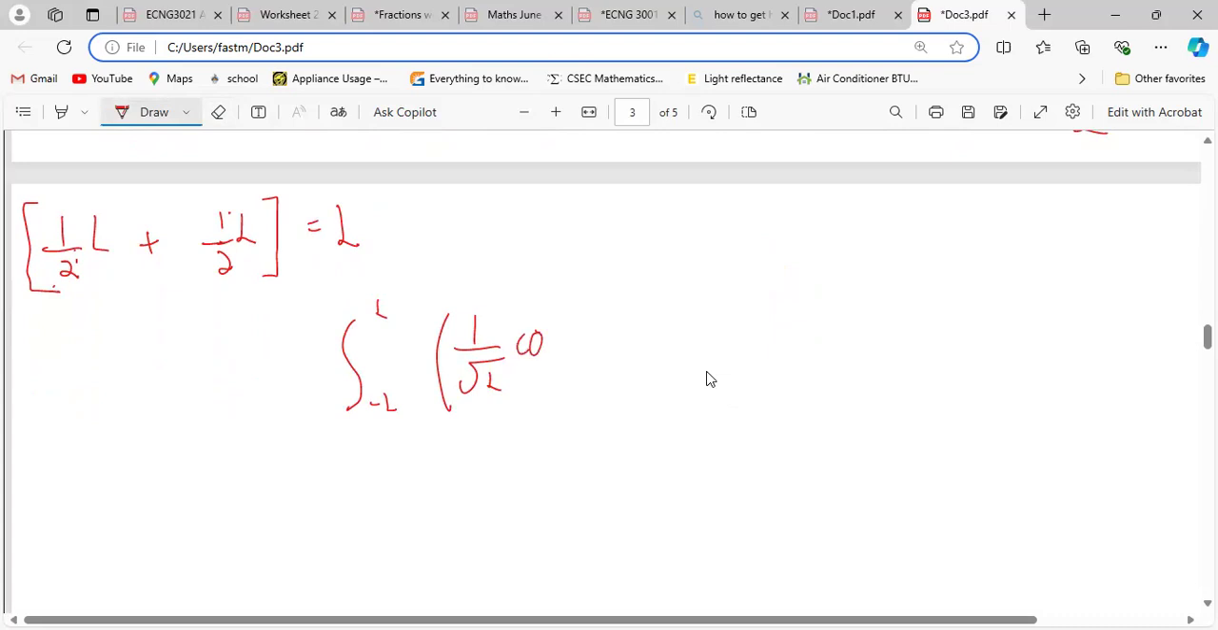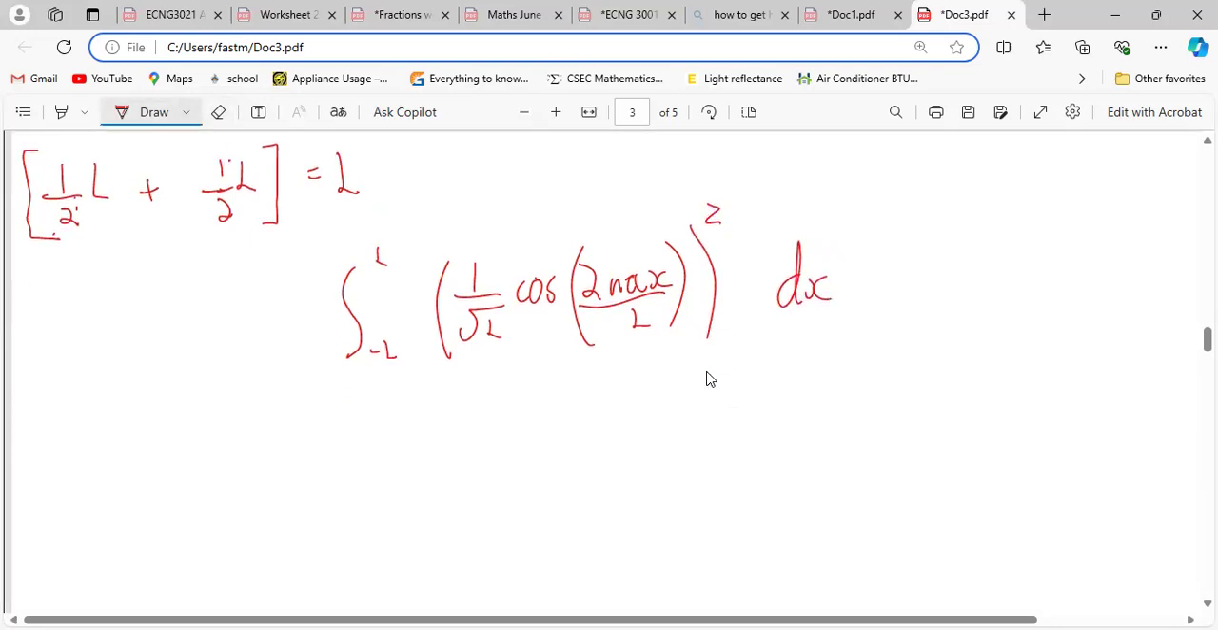And what we had was cos squared of 2n pi x on L, and that is it, because you already squared. So I'm not putting the squares yet. Right, so we have that dx. Now when you bring down the square, you're going to put 1 on L here, so you can fling that outside: 1 on L, integral from minus L to L of cos squared 2n pi x on L dx.